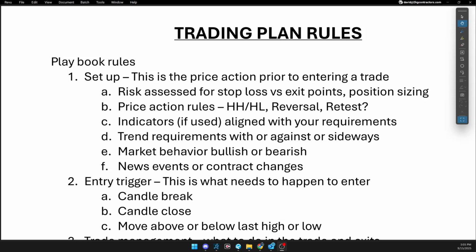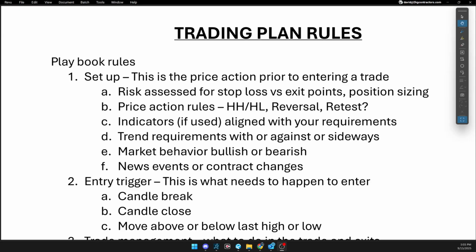All right, we're rolling. We're going to go over trading plan rules. So this is going to be quite a bit. I just posted this in the chat for you, so you can have a copy of this. This is kind of backtesting, kind of not. So this is going to be a little different.